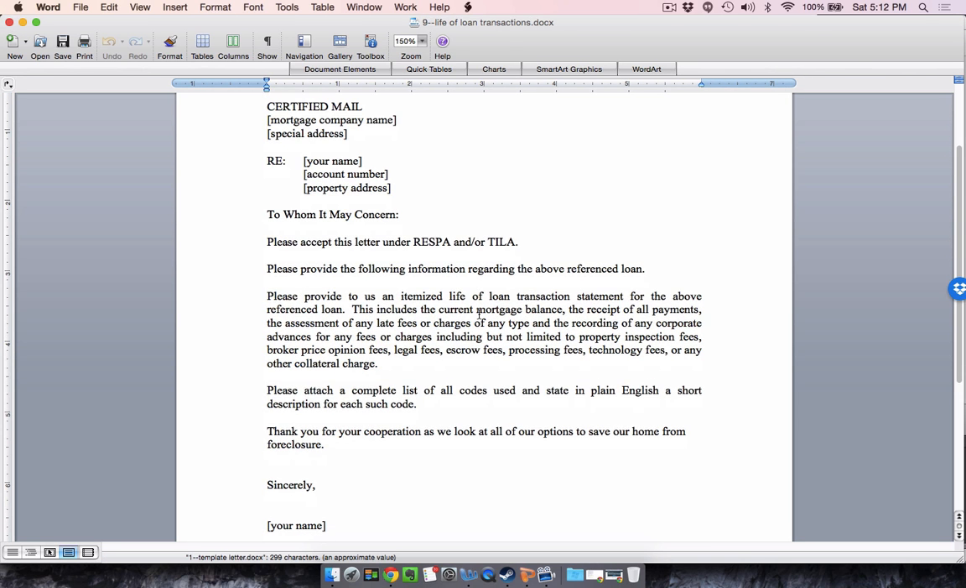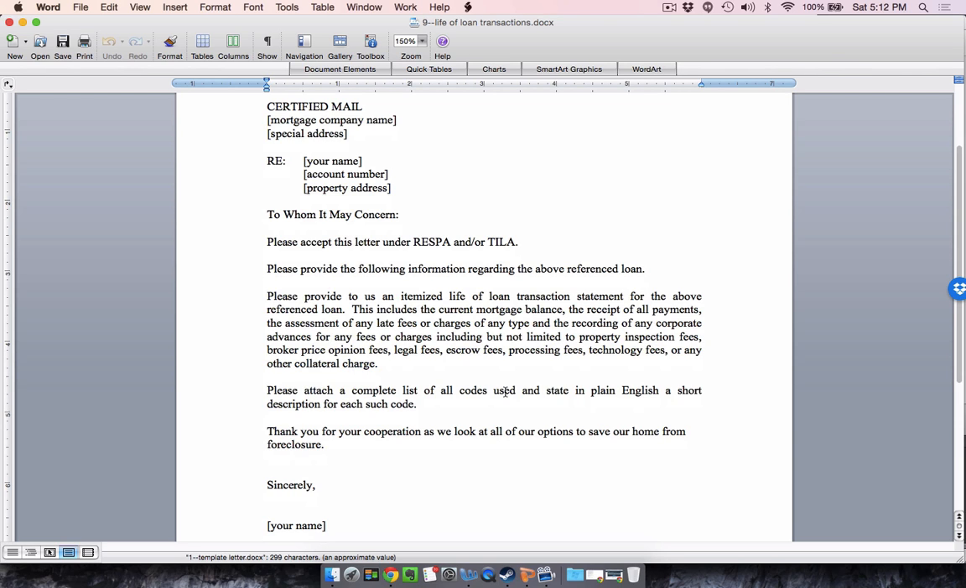All right, this is what's called an itemized life of loan transaction history. So I want to see something that gives me the balance, all the payments, all the fees, all the charges. We have all these examples: property inspection, broker price opinion, legal fees, escrow fees, processing fee, whatever it is. And because half of these are like a foreign language, give me a list of the codes. I want to be able to understand what this document shows.